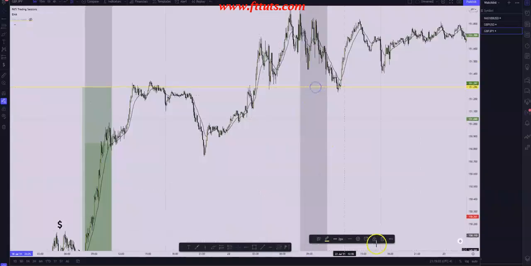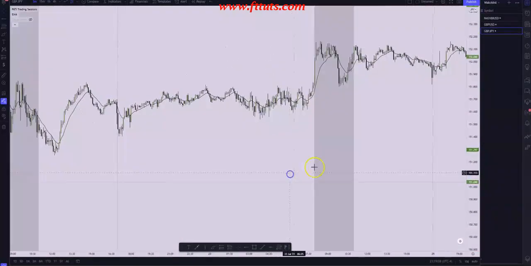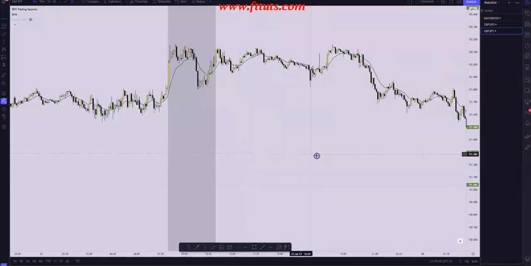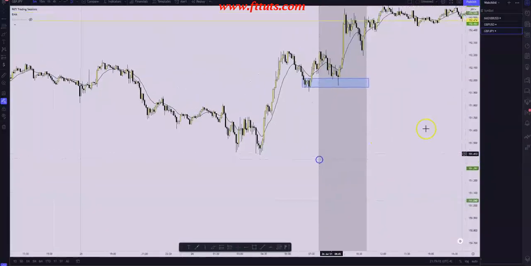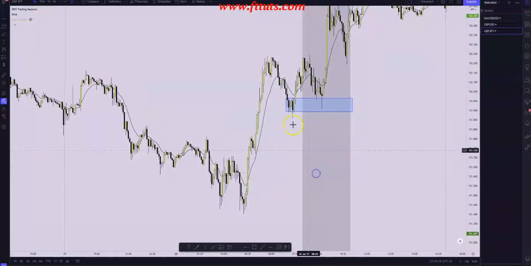Let's take this off. Okay. Right here, we have a demand entry. Again, the general area doesn't have to be huge. It doesn't have to be small. Just make sure you have the main area where the push started from. The push started from right here, so your zone will have to be right here.